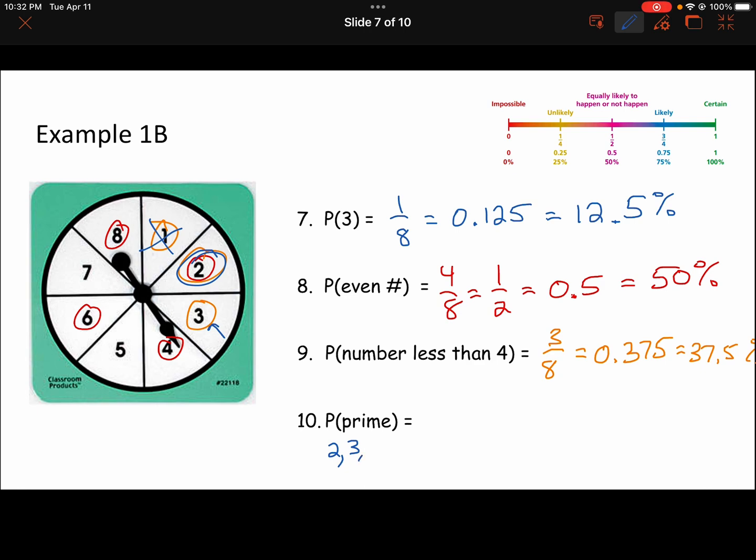2 is the only even prime number, so we don't even have to think about any other even numbers. 5 is prime, and 7 is prime. And then once we get past 8, we're done. So there are 4 prime numbers listed, which out of the 8 is 1/2 of the time we would get a prime number. So it is equally likely, because it is 50% of the time, or 0.5.